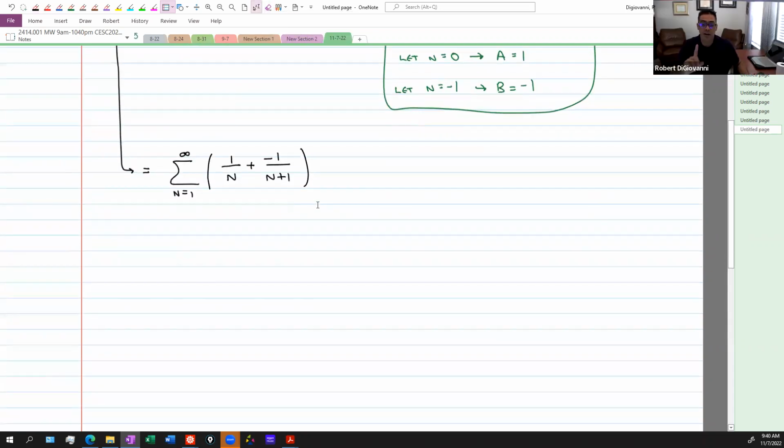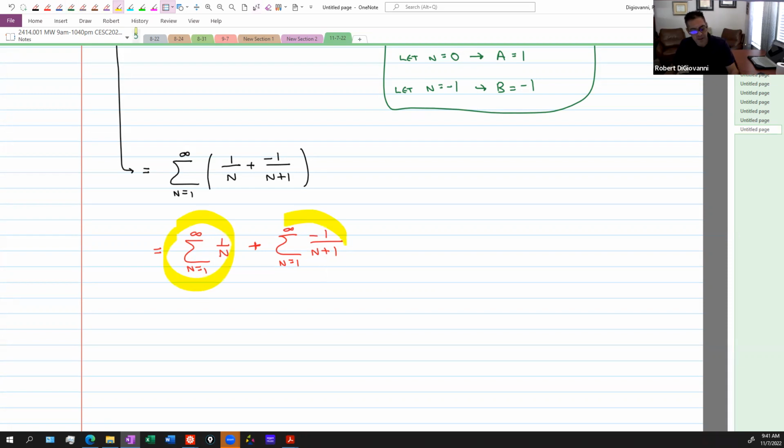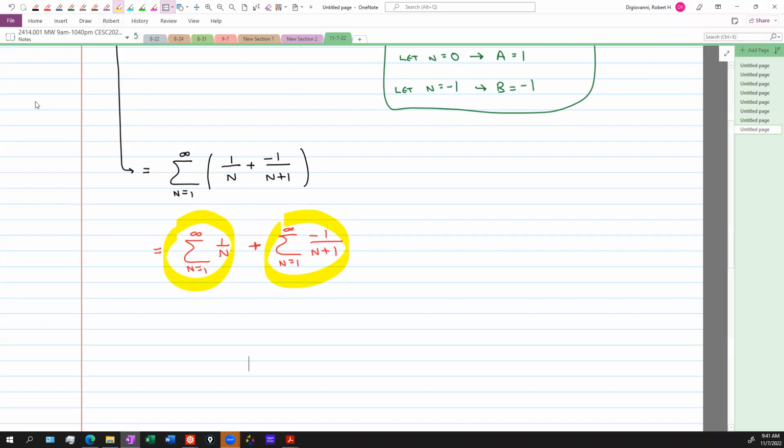Now, tricky, careful here. A lot of students at this point want to do this next. Don't write this down. Let me change that to a plus in the middle. A lot of students want to break this sum up into two sums, which seems reasonable, but that is actually not allowed. You can only break up a sum like that if those series converge, all right? Do y'all see that? Can anyone identify what types of series these are? They're both harmonic, right?